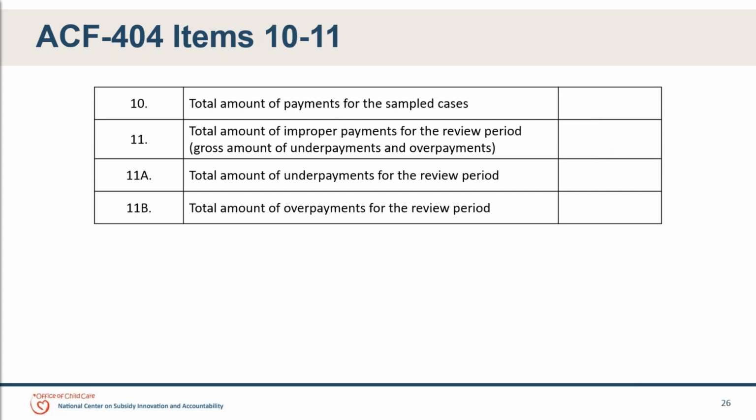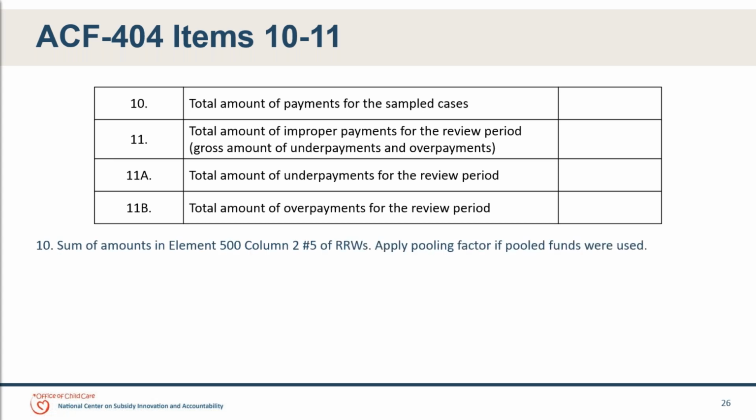So let's move on to item 10, and this is asking for the total amount of payments for the sampled cases. And this can be found again by, like almost everything else, going back to your record review worksheets and summing up the figures that were entered in element 500, number 5.